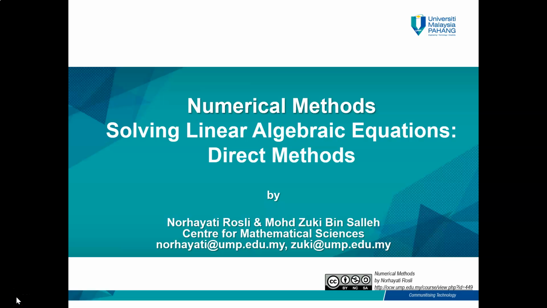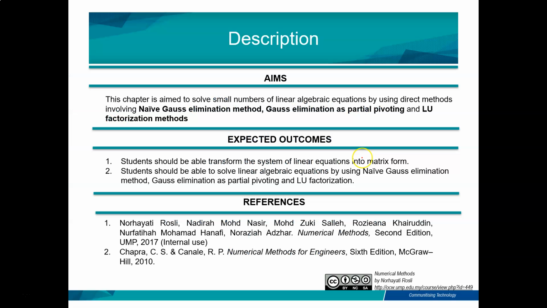We're still under chapter 3, but for today we'll go to the direct method. In the direct method, you will learn how to solve small numbers of linear algebraic equations by using the first method, which is naive Gauss elimination method, and then we will go to Gauss elimination with partial pivoting, and also we have LU factorization method. LU factorization method can be divided into three. The first one is LU as Gauss elimination method, and then we'll go to the Crout method, and the last one is Cholesky method.